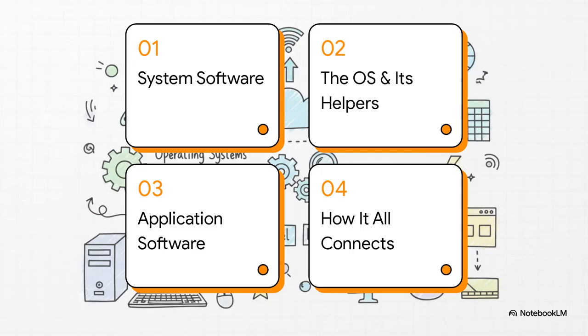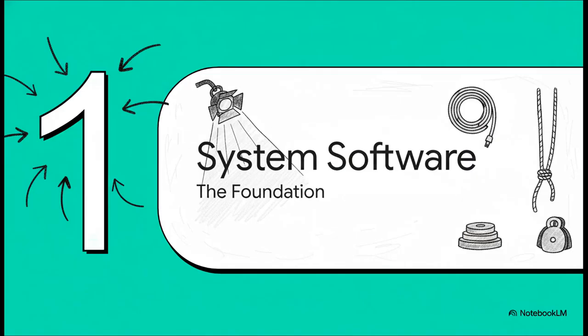Okay, so here's the game plan. We're going to start with the really foundational stuff, the software that's closest to the actual hardware. Then we'll look at the operating system, the boss, that manages everything. After that, we'll get to the apps we use every day. And finally, we'll put it all together to see that full, amazing picture. All right, first up, system software.